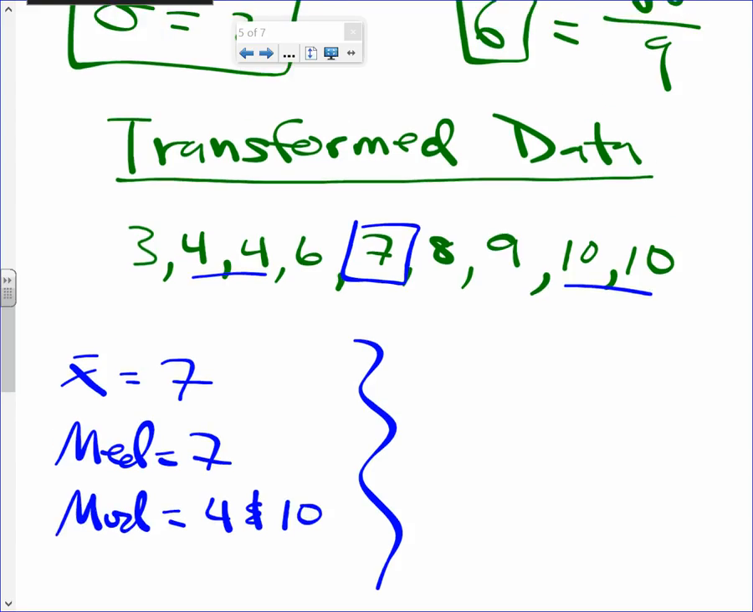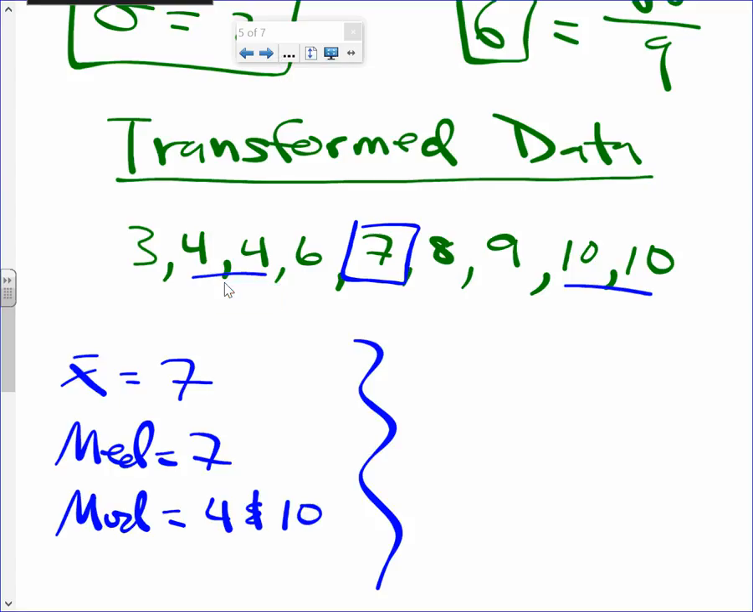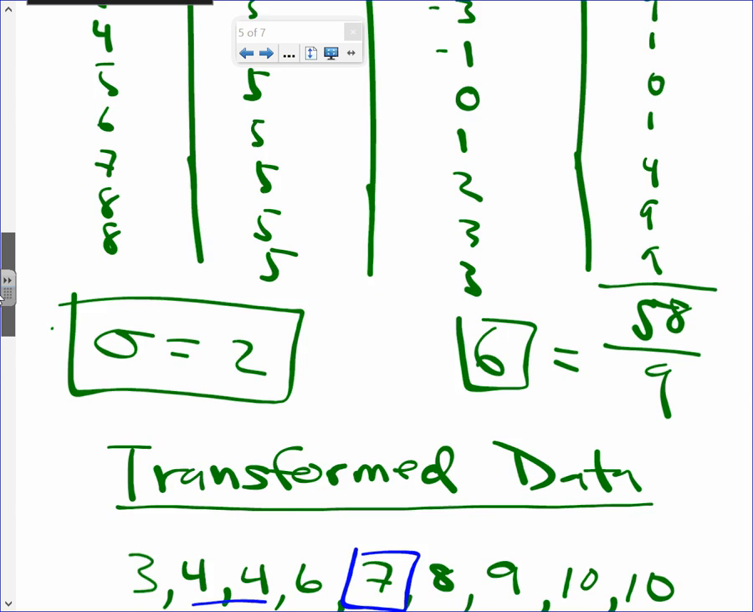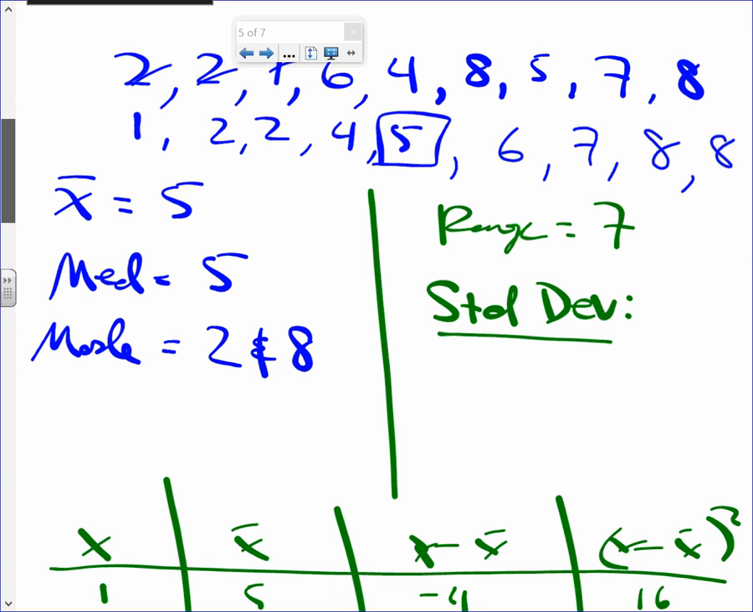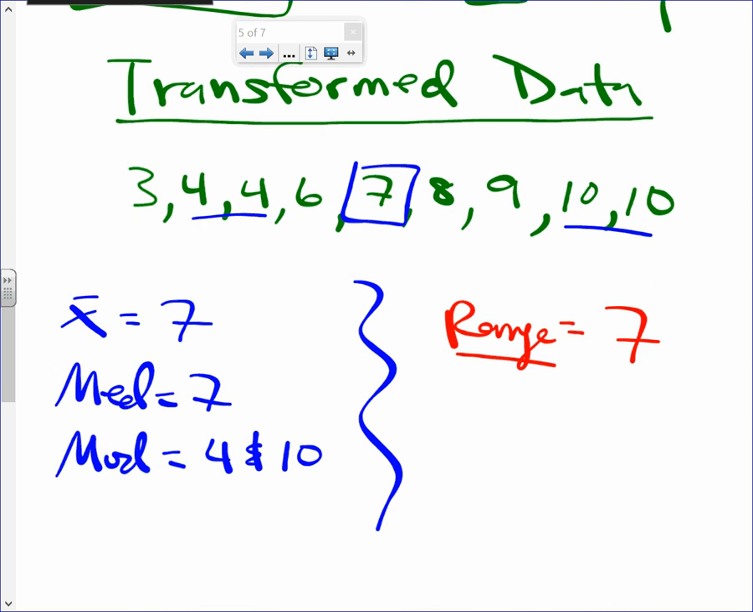This is the moment of truth for Horton. I'm going to put in red. How about the range? What would the range be? 7. Did it go up or down? Range stayed the same. Interesting. That kind of makes sense, because I took the data. The spread of the data will be the same because I moved the data, all of it, up 2, so the spread is still the same.